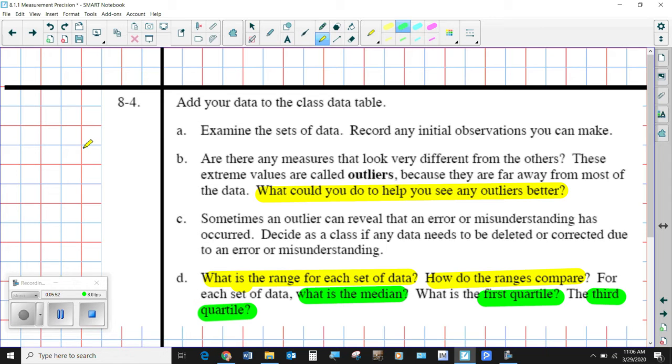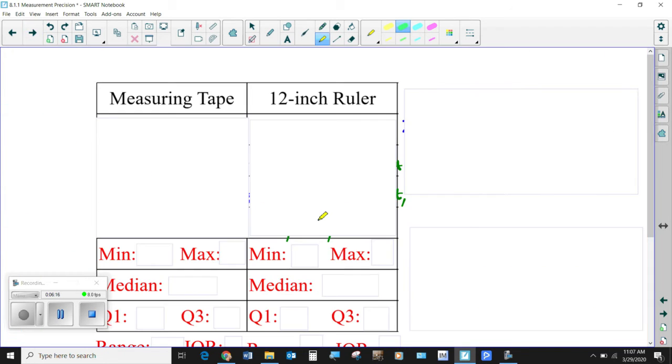As we're going through, we're going to examine the data. I'm going to show you the data that we found. You'll see if there were any outliers, and think about what you could do to help see the outliers better. Then what is the range of the data? How do the ranges compare? And then look for the median and the quartiles. So here is a table that is going to show us the results.